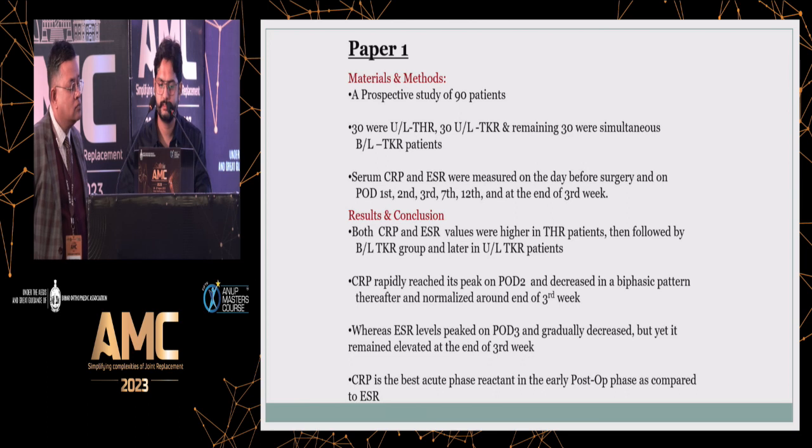The results of this paper say that both CRP and ESR values were higher in THR patients, followed by the bilateral knee replacement group and then the unilateral knee replacement group. CRP rapidly reached its peak on post-operative day 2 and decreased in a biphasic pattern thereafter, and it normalized usually around the end of the 3rd week. Whereas ESR levels peaked only on post-operative day 3 and gradually decreased, but remained elevated even at the end of the third week. So this paper says CRP is the best acute phase reactant in the early post-operative phase as compared to ESR.